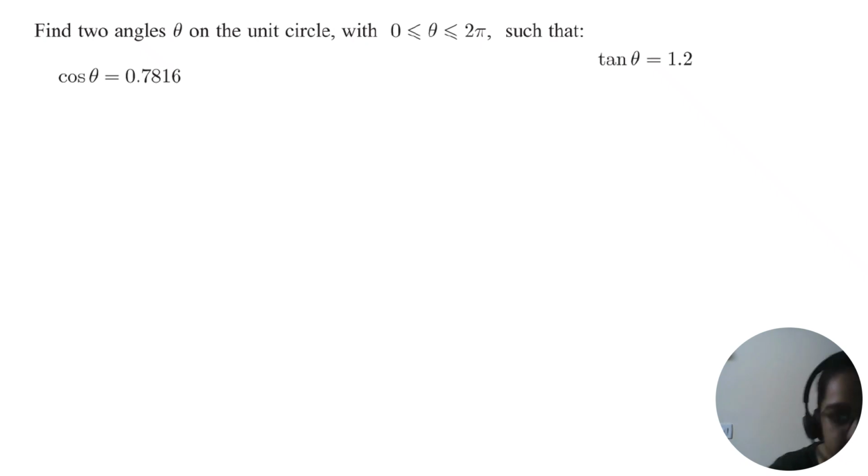Hello everyone. Let's learn how to find the angles on a unit circle when you are given the values of cos theta and tan theta or sin theta. For that matter, there are two important things that you need to use. One is ASTC, where you know the four quadrants and their signs, and the other thing is that we need to find out the acute angle.